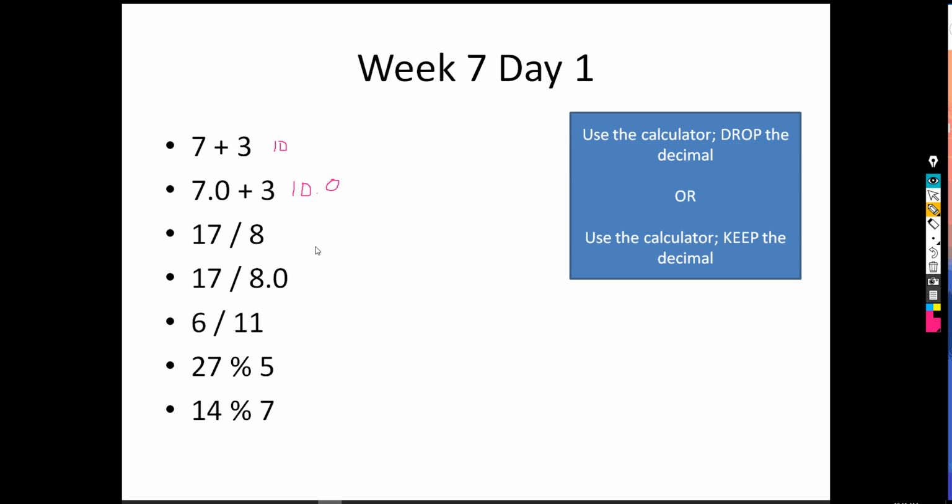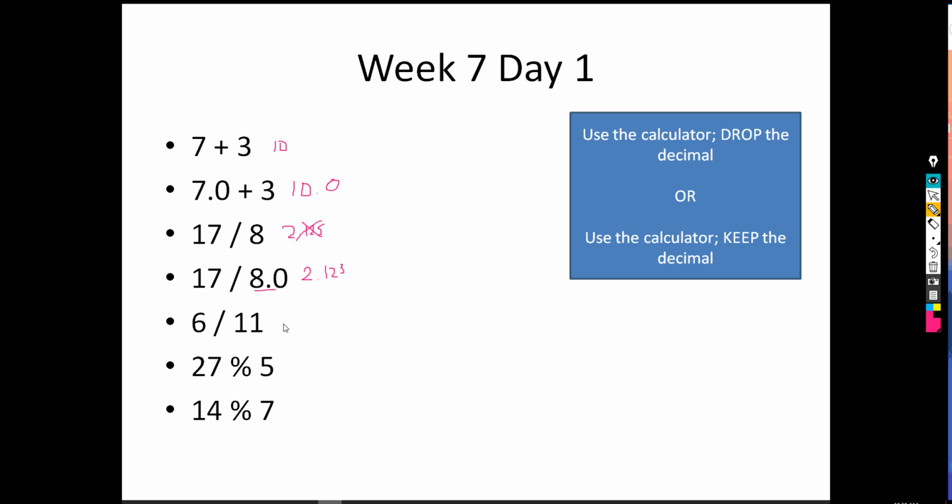17 divided by 8, you do the calculator first, which will give you 2.125. We did the calculator, but this is an int divided by an int, so we drop the decimal, so the answer is 2. And here 17 divided by 8.0 is the same thing in the calculator, but this time, since you have a double as one of the operands, you keep it, so it's 2.125.